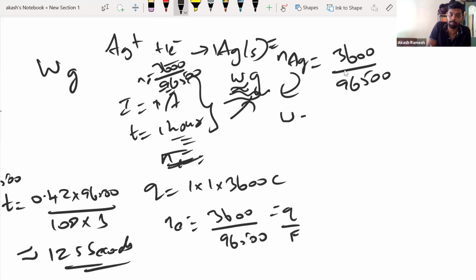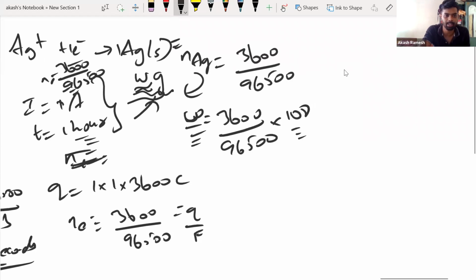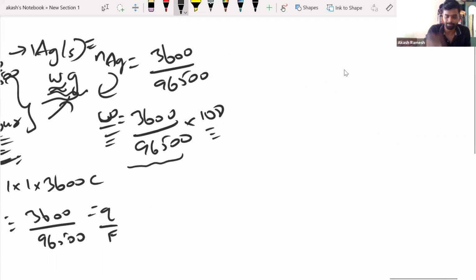Now what is this W then? If I multiply this by the atomic mass of Ag, I'll get the mass of Ag. So 3600 divided by 96,500 into the atomic mass of Ag, which is 108, is my W value. Very simple. We got the W value. Do not calculate, guys, just keep it as such. Till now, all the problems we have solved were of this case only. Now, moving on.